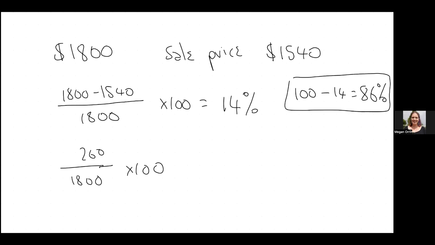Or if you want to do it the other way around, what I could do is say I'm saving 260. So how much am I actually paying? Oh, right, I'm paying 1,540 over 1,800. So if I did that, that would give me 86%. But this is probably an easier way to do it, right? Either way, you'll get the right answer. It doesn't matter what you do, but always try and think of the easy way to do it if you can.